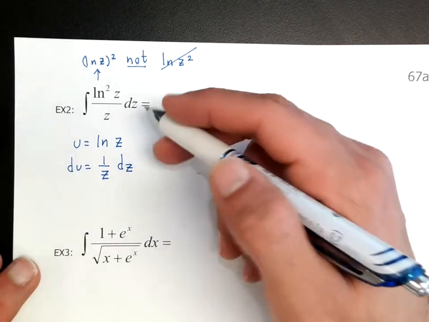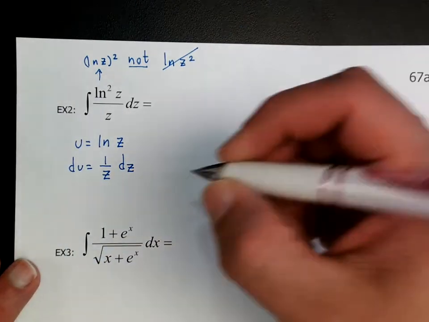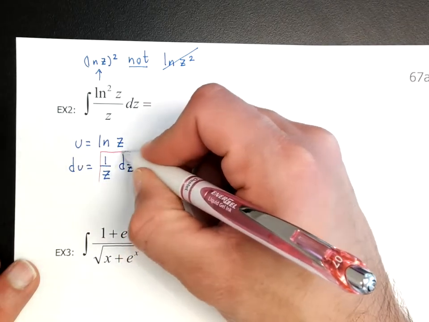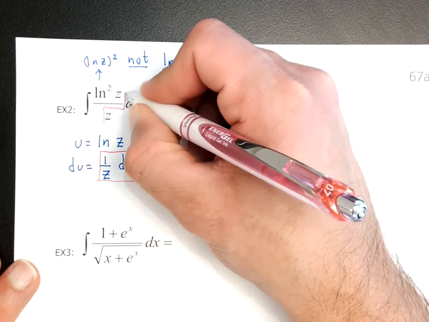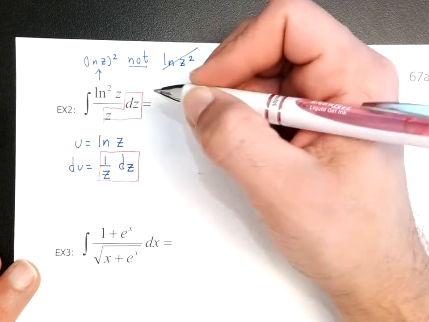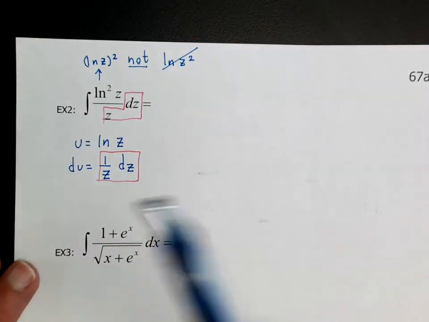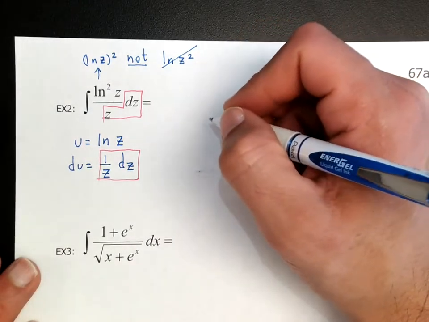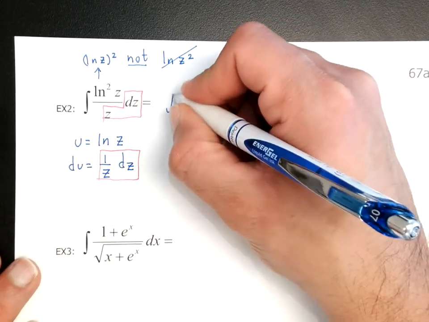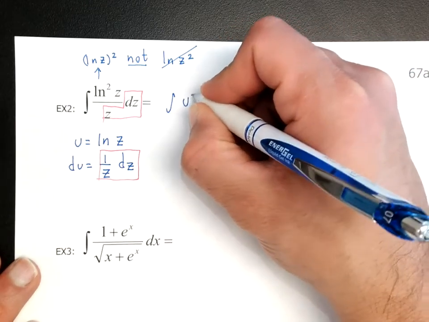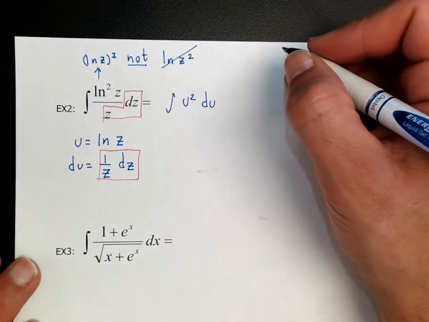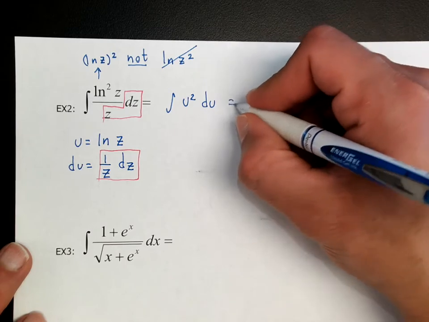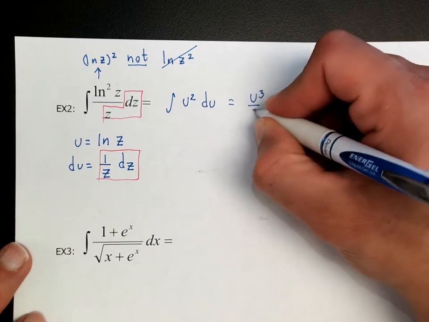Alright, du, in case you cannot tell, this is du right here, which is going to be all of this stuff. Same thing. Alright. So now this is going to be equal to the integral of u squared du. Okay, so that's that. So I just have to integrate that. This is going to be equal to u cubed over 3 plus c.